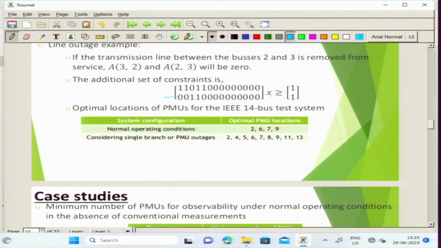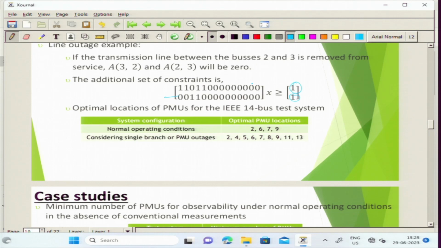Now, this multiplied by x is greater than or equal to 1 1, that indicates at least one measurement should be seen even in such a scenario where we have considered a line being taken out which was earlier connected between bus 2 and bus 3.